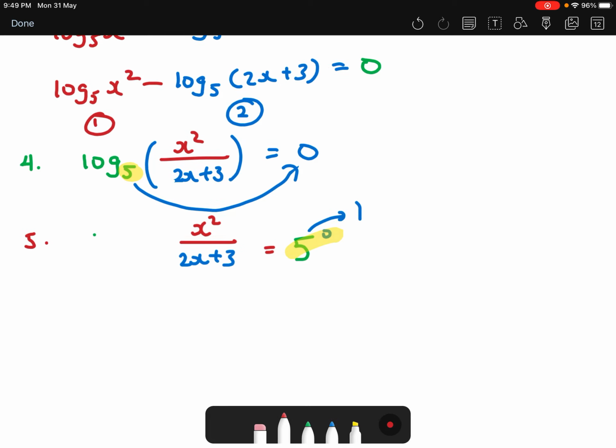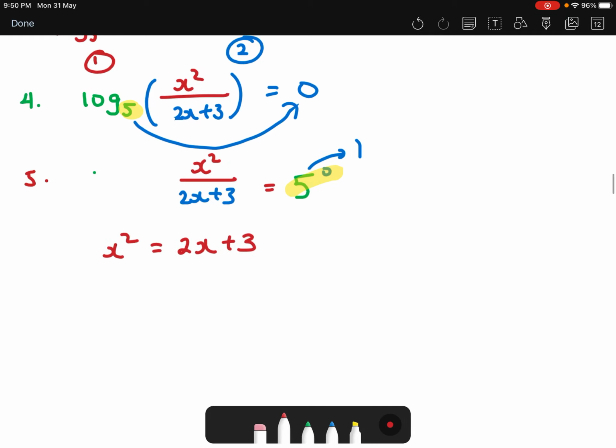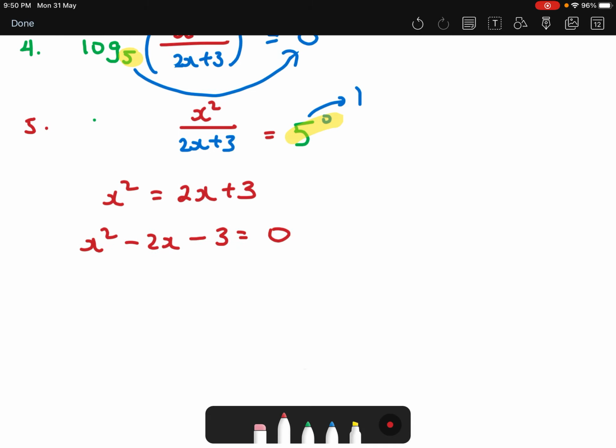Then of course this will be the final step, so we just need to solve the equation now. For this, we cross multiply. So x squared over (2x + 3), you make it into a linear term, one straight line, then after that solve normally like your E-Maths, equal to 0. Of course when we have x squared, we will get 2 answers. So (x - 3)(x + 1) equal to 0. Right, so x is equal to positive 3 or negative 1.